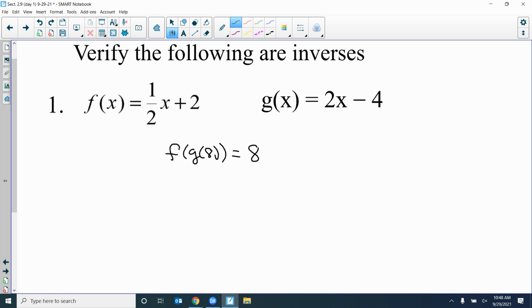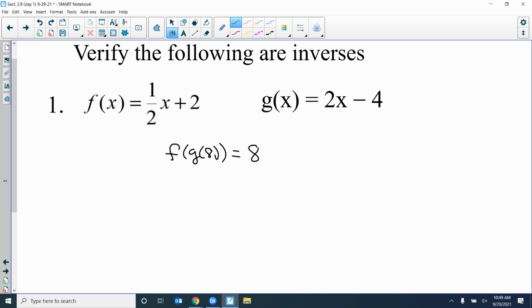Well, let's just kind of mentally check it. G of 8 is 16 minus 4, which is 12. A half of 12 is 6. 6 plus 2 is 8. But you can't test every problem. You can't test every number. So how do we do this for every case?